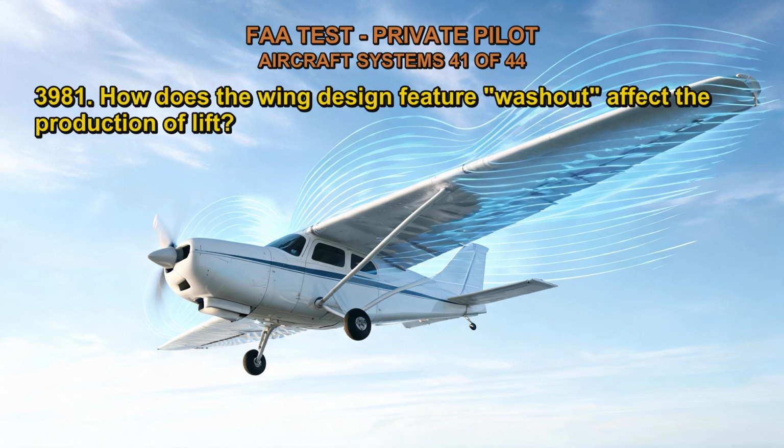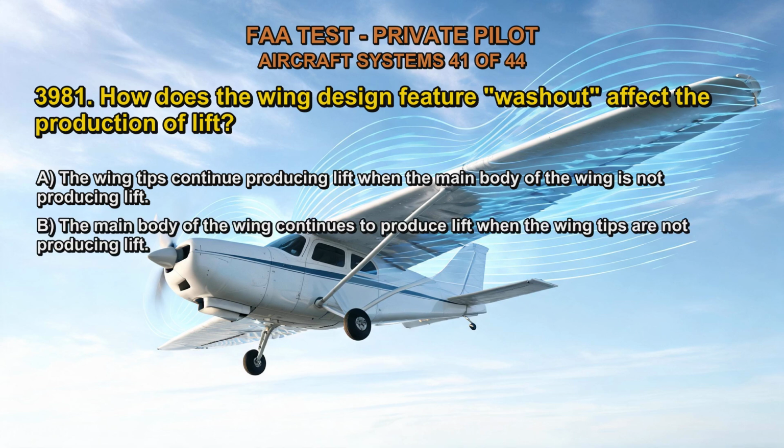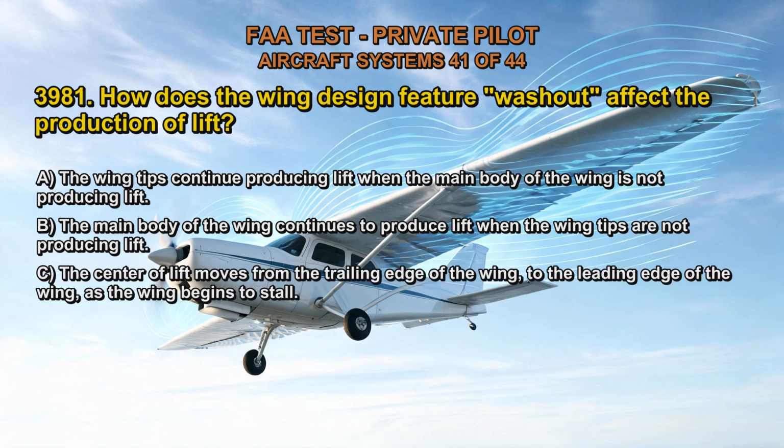3981. How does the wing design feature, washout, affect the production of lift? A. The wing tips continue producing lift when the main body of the wing is not producing lift. B. The main body of the wing continues to produce lift when the wing tips are not producing lift. C. The center of lift moves from the trailing edge of the wing to the leading edge of the wing as the wing begins to stall.